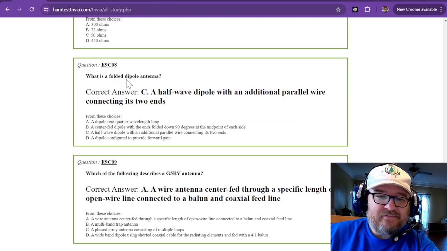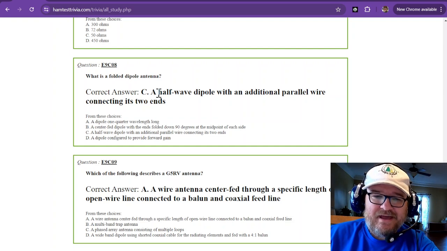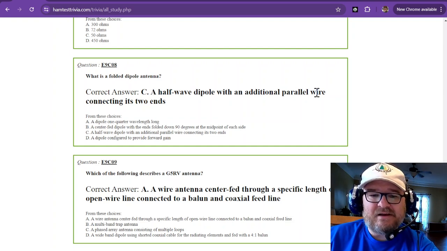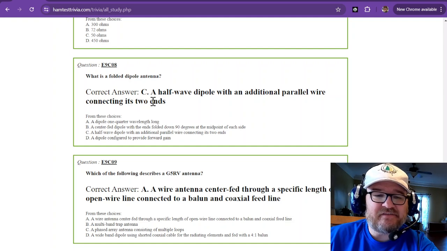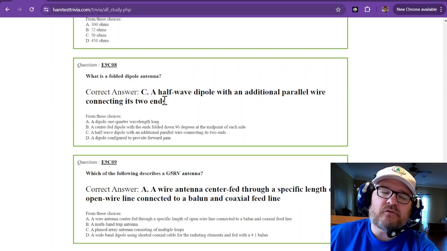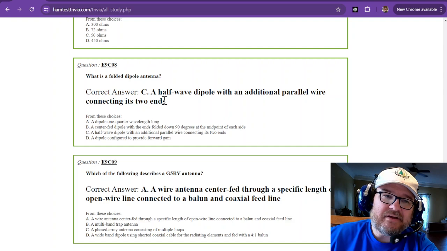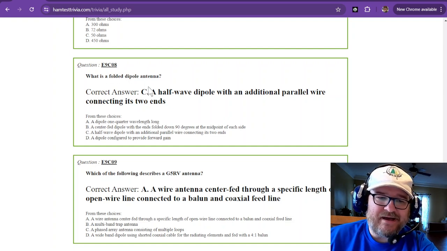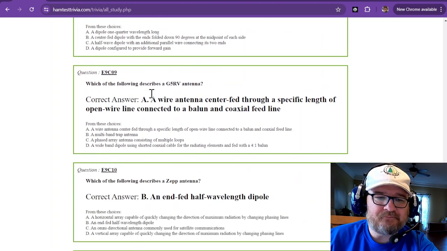What is a folded dipole antenna? Hey, we just did that: a half-wave dipole with an additional parallel wire connecting its two ends. Now, there's a little more to it than just that because the spacing between them matters, but that is a folded dipole antenna, additional parallel wire.